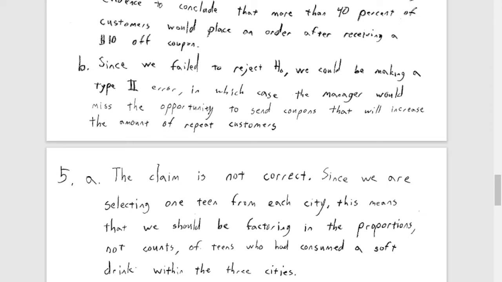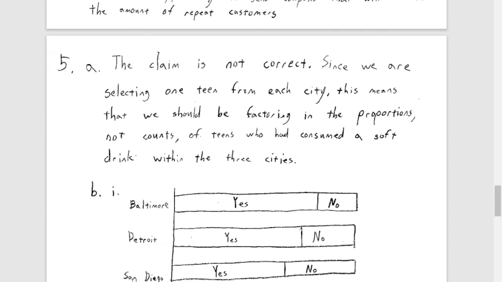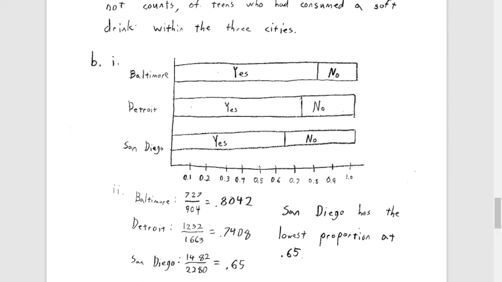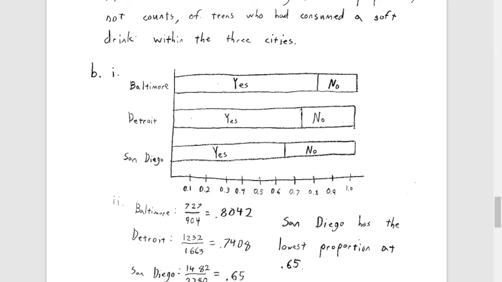On part B, construct a segmented bar chart. This is where we compare those proportions. How can we compare those proportions? Here's what your segmented bar chart should have looked like. And you can calculate those proportions. That's what it asked you to do in the next part. So there's what the proportions should have looked like.